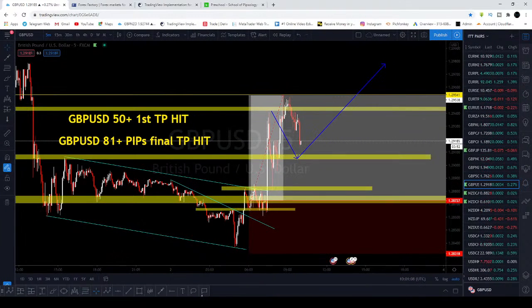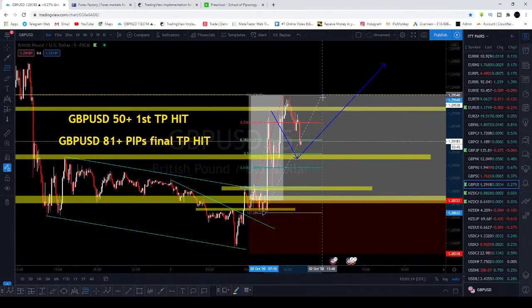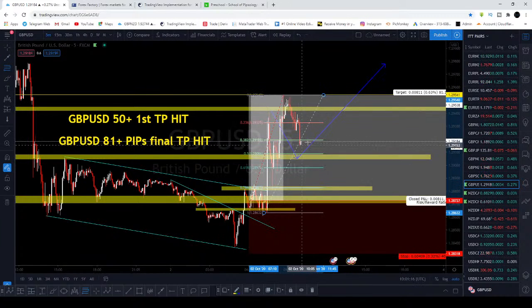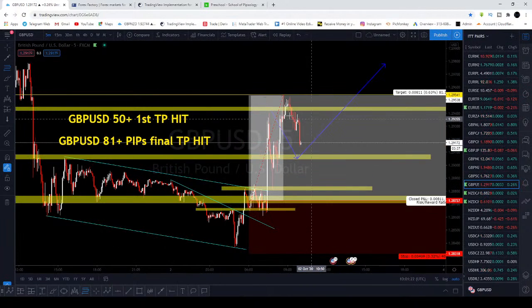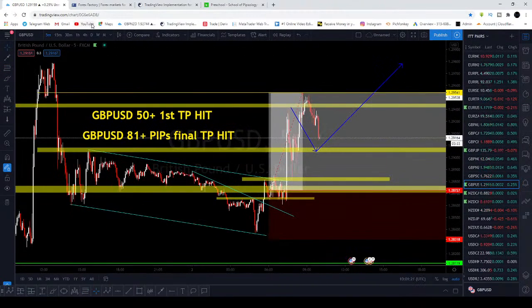So I think maybe this GBPUSD is reacting to this 38% or 50%. I think 38%. So I'm expecting it to still come down to 50% before it will start going up as well. So that's it. It's very simple once you know what you're doing in the forex market.